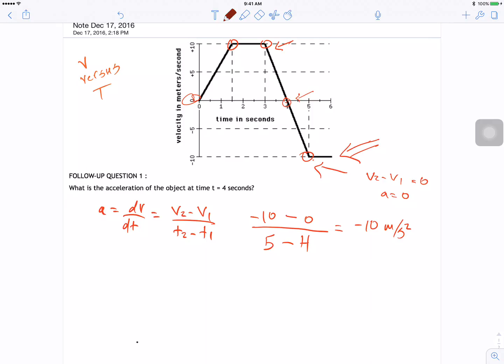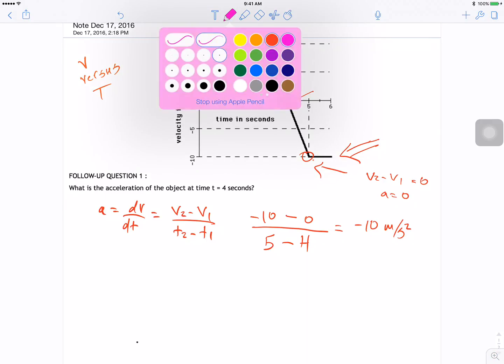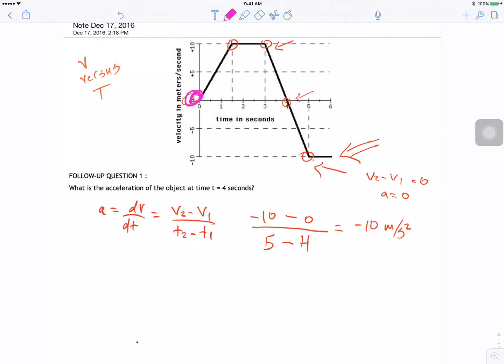Okay, so between, let's say, this point and this point, the acceleration will be positive because the slope is going up in this direction, because v2 is bigger than v1, which makes the slope, the acceleration, positive.